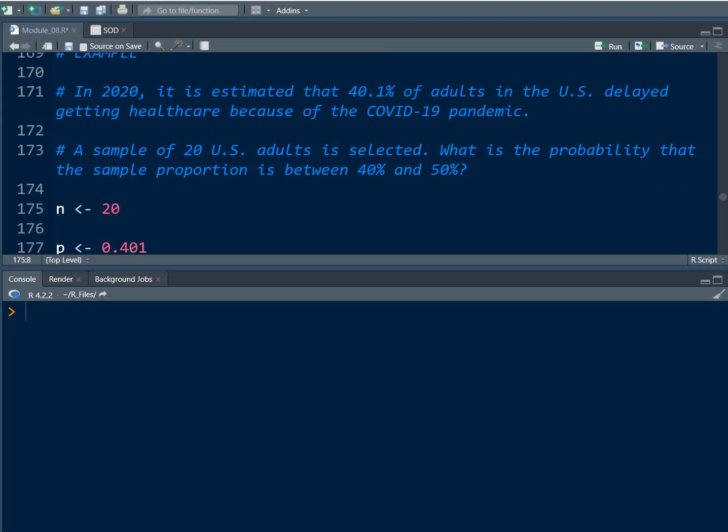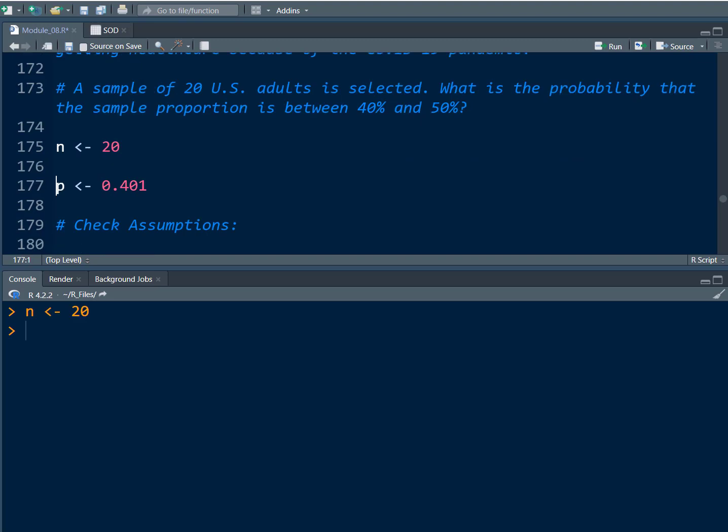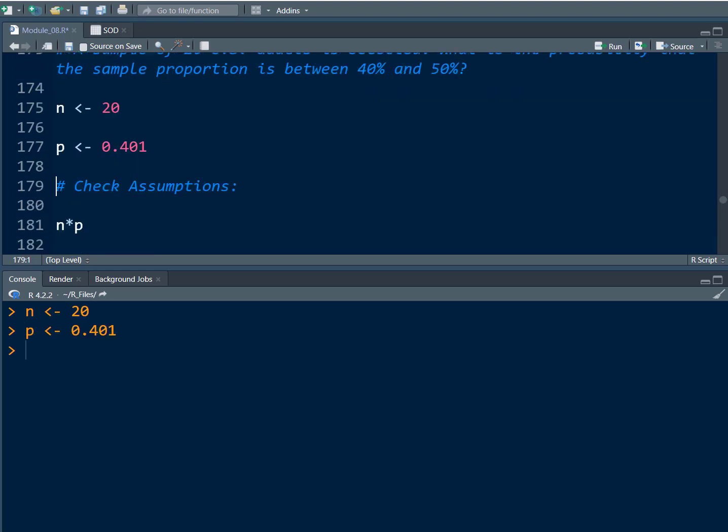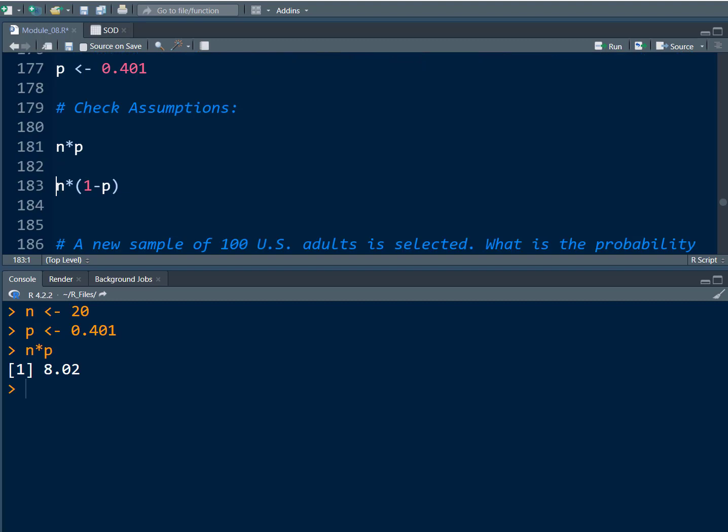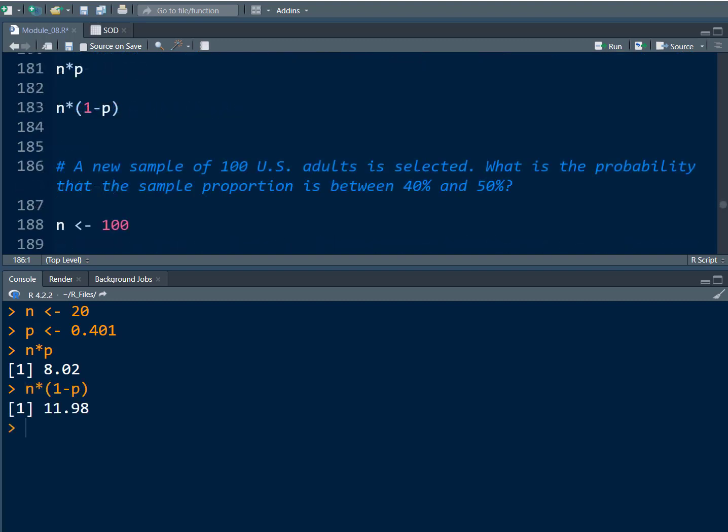Here, n equals 20 and p equals 0.401. We find that n times p is equal to 8.02. Now we don't need to check n times 1 minus p because we've already determined that the conditions are not satisfied. We are not able to find the requested probability here.